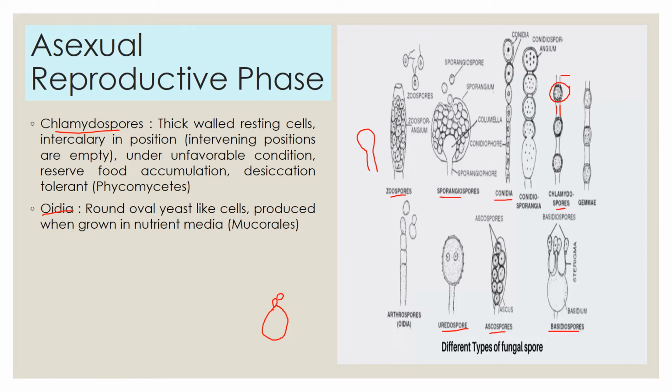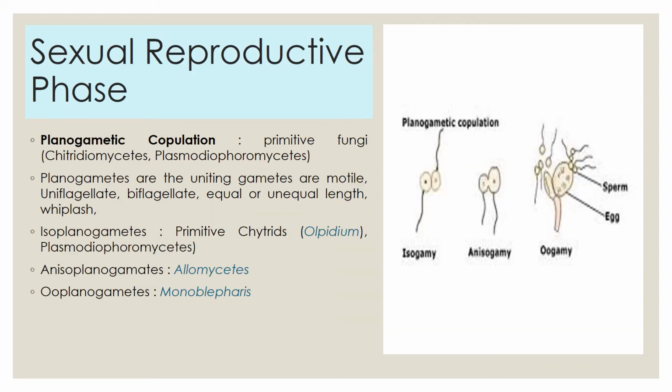There are also other types of spores, especially the uredospores and the ascospores, basidiospores. They are produced terminally in a special type of fructification. This type of fructification I will be discussing in detail when I discuss the ascomycetes and the basidiomycetes, because ascomycetes and basidiomycetes have a conspicuous sexual reproduction.